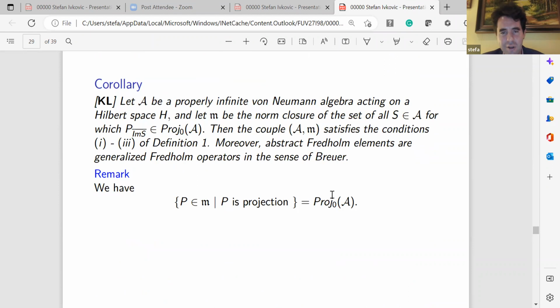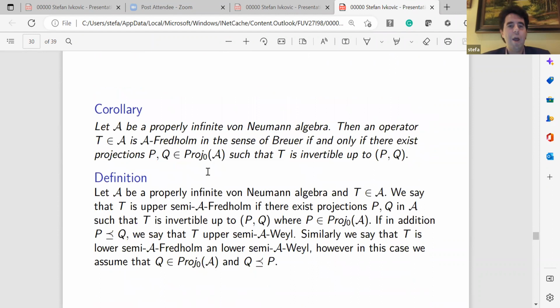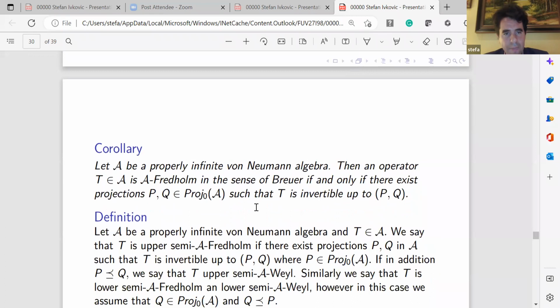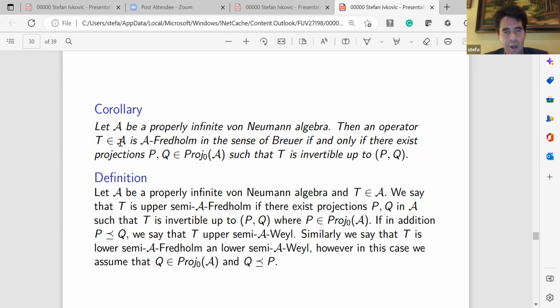When we have this property, then as a corollary we can describe Breuer's Fredholm operators in a more direct way in terms of these finite projections. This is a corollary of the Keckic-Lazovic result and of this remark. So if A is a properly infinite von Neumann algebra, then an operator T in A is Fredholm in the sense of Breuer if and only if there exist finite projections P and Q in A such that T is invertible up to P and Q. So now we can really apply our general results which we read before for general algebras.